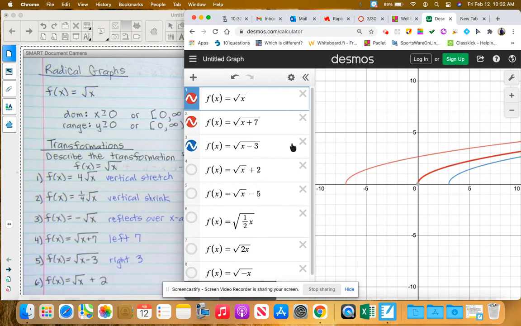All right, so let me get rid of those. Those are my transformations there. Again, very straightforward. You can keep your parent graph in the Desmos as you're working so you can compare and contrast and make sure you're being specific with what is happening.